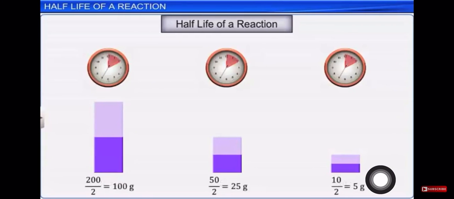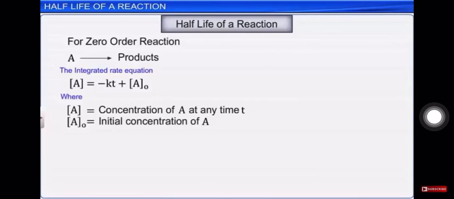So the time taken for our reactant to become half is known as the half life of the reaction. In order to calculate the half life of the reaction, again we have two equations, one for zero order reaction and one for first order reaction. So first of all, let us see zero order reaction.